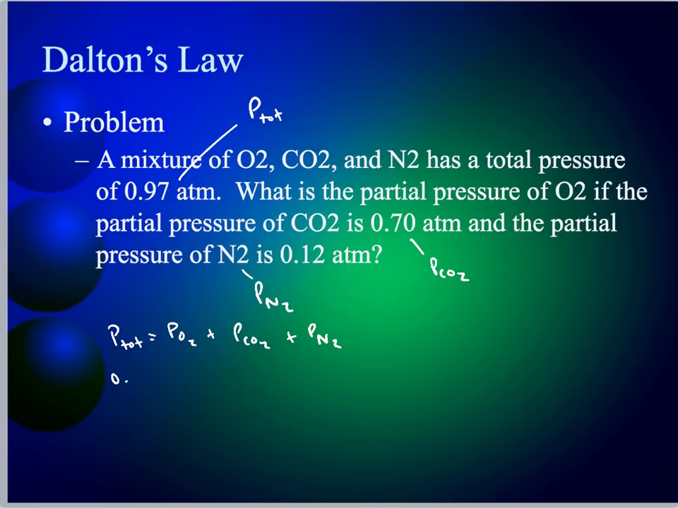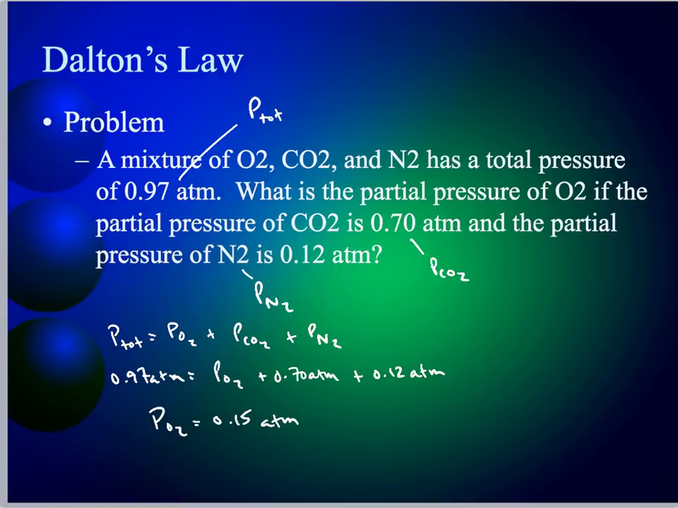Well, we have 0.97 atmospheres on the left side. We don't know the pressure of O2. We know the pressure of CO2 is 0.70 atmospheres, and we know the pressure of N2 is 0.12 atmospheres. So here we're just going to take 0.97 minus 0.7 minus 0.12. And we wind up with the pressure of oxygen is 0.15 atmospheres.